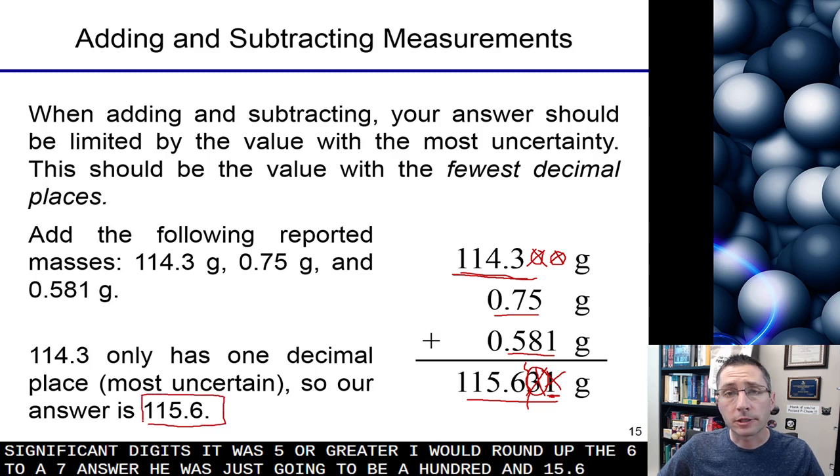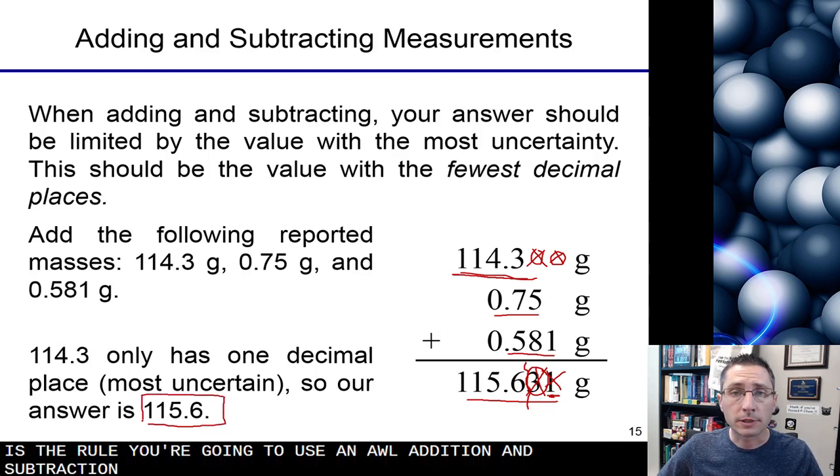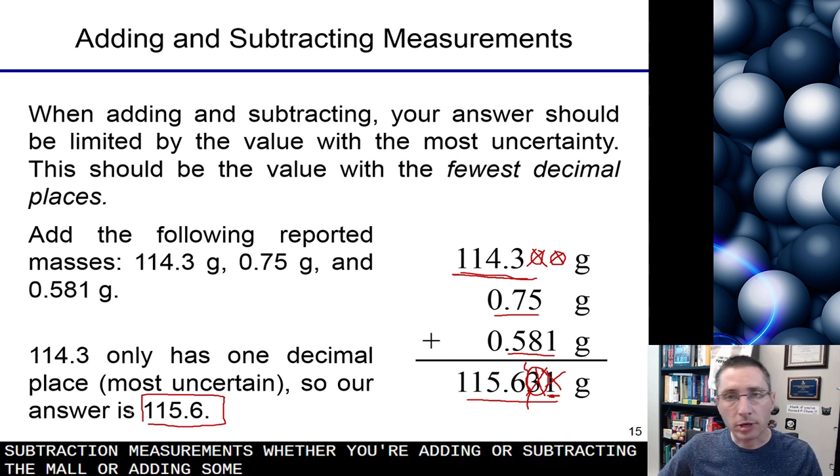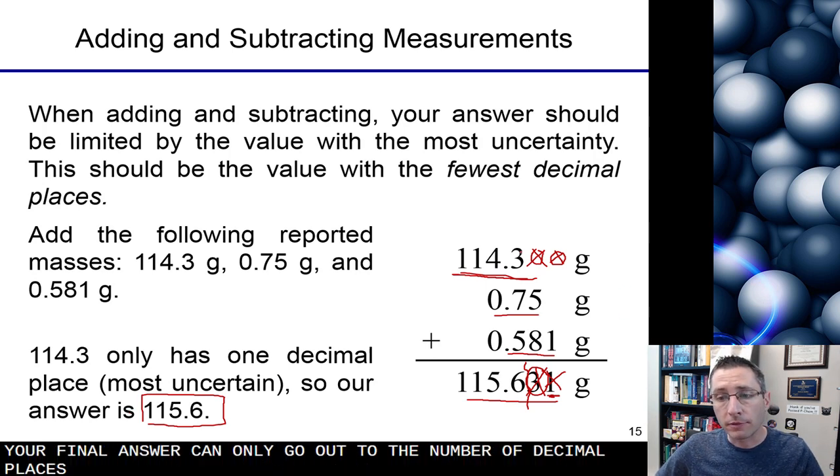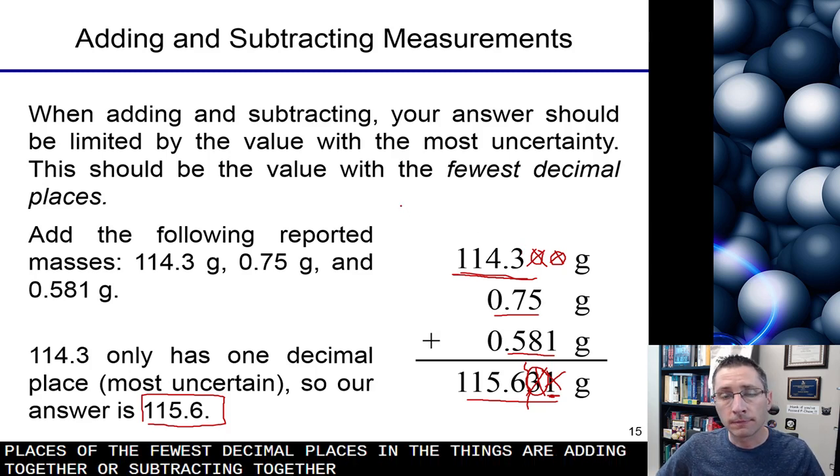This is the rule you're going to use in all addition and subtraction measurements. Whether you're adding them all up, subtracting them all, or adding some and subtracting others, at the very end, your final answer can only go out to the number of decimal places of the fewest decimal places in the things you're adding together or subtracting together. Let's try some examples.